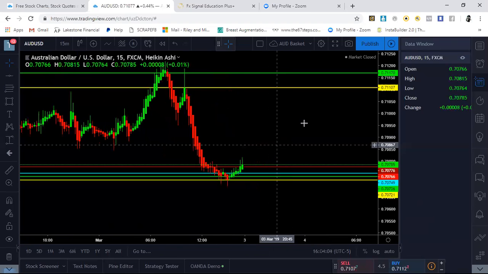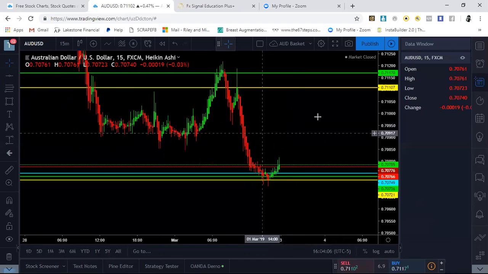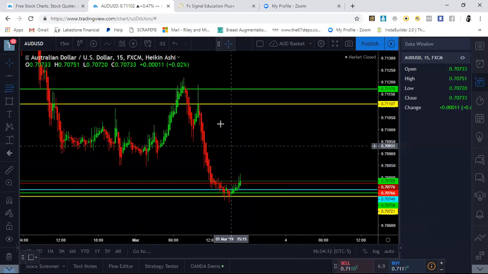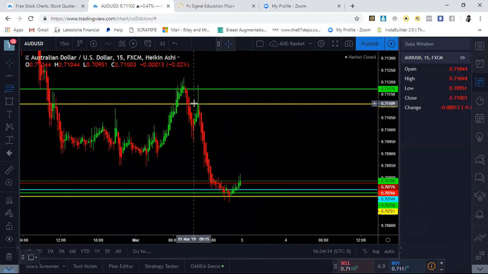So let's go ahead and mark these up. Now what we want to do is mark up our 38.2s. We use 38.2s, and this is the reason why. I was really confused on why my mentor used 38.2s. This is what he told me.